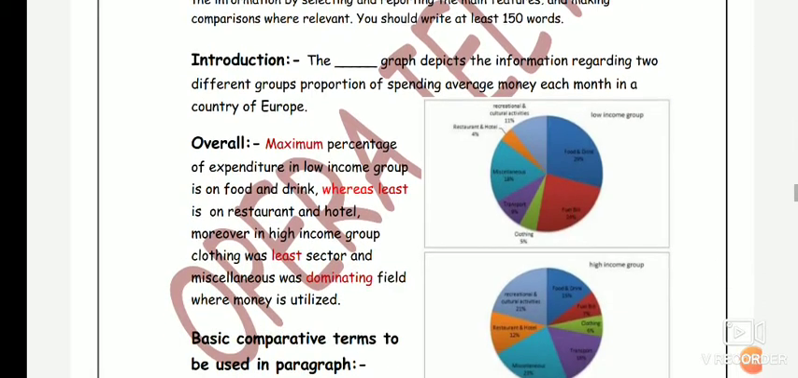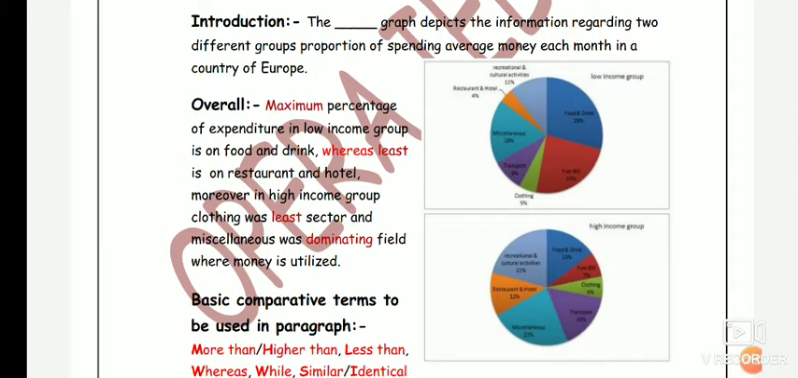Then comes the overall. As I told you, you can write the main key features which you can easily observe. Like here I have written: overall, the maximum percentage of the expenditure in the low income group is on food and drink. The maximum one was in the low income group, whereas is a kind of a comparative term. Okay, and for that I have written that the least is on restaurants and hotels. Moreover, I have compared one graph's main key features in the first part.